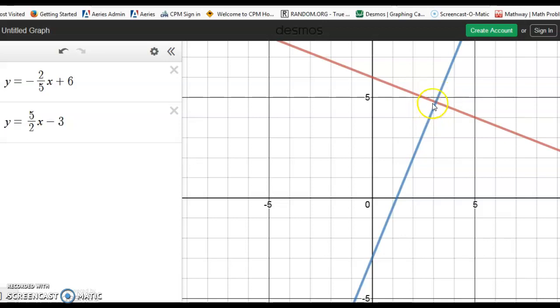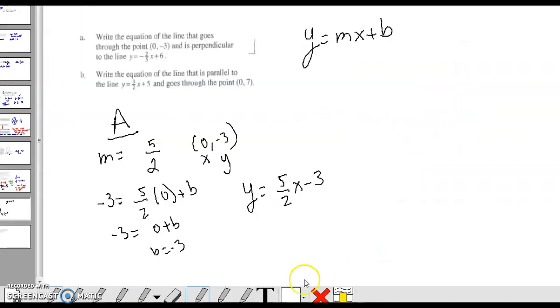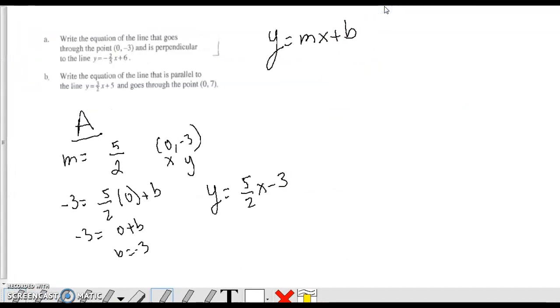We can draw a little plus sign here. And again, if I rotated it clockwise or counterclockwise 90 degrees, this line would line up perfectly with the blue one, or vice versa. So let's come back and finish this last one. We do the same thing for B.